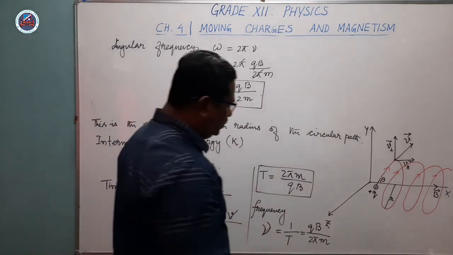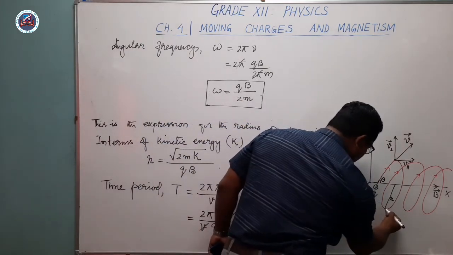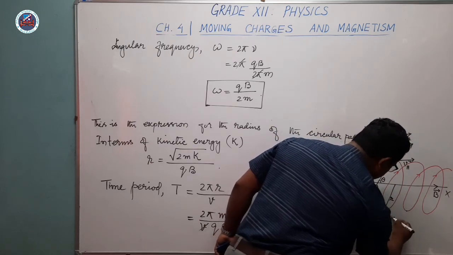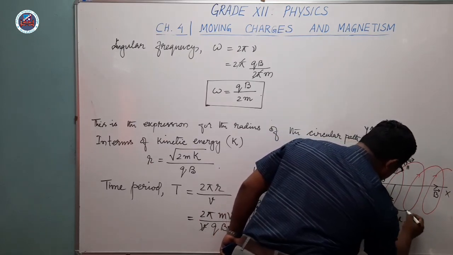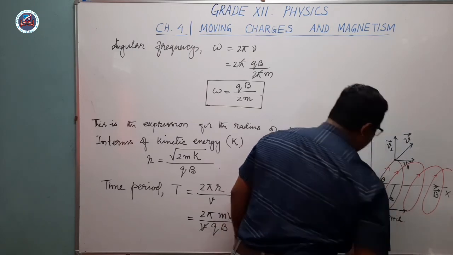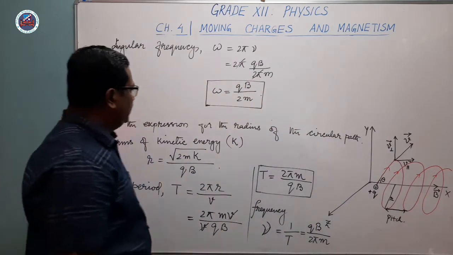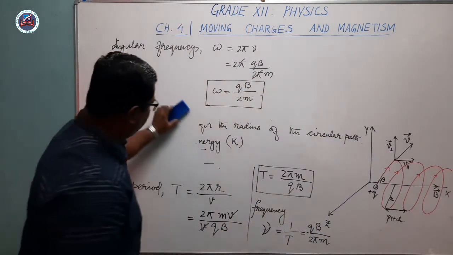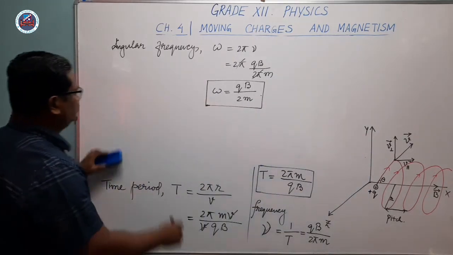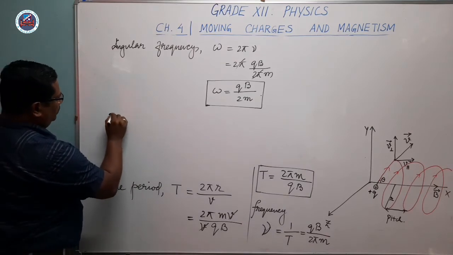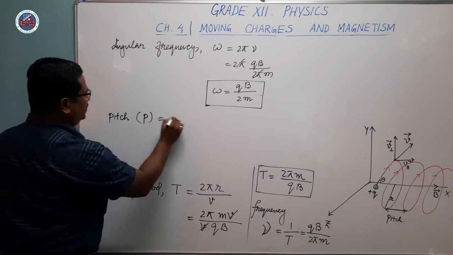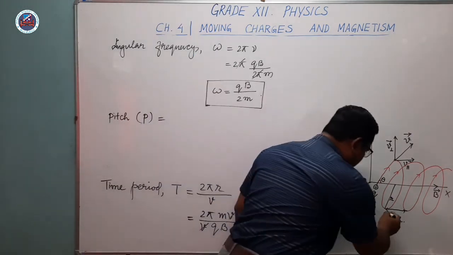Now, one more thing is there. The distance between these two loops, we call it as pitch. What will be the pitch? This distance from here to here, this we call it as pitch. So to calculate the pitch, write as P simply. This is a linear distance from this point.